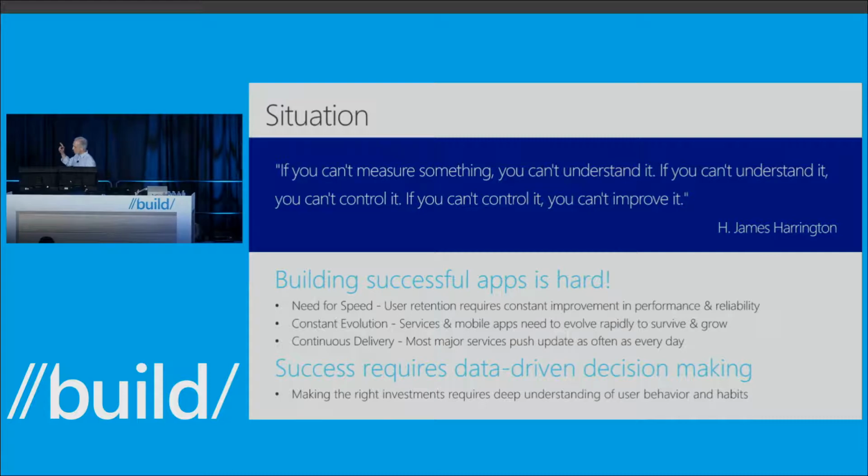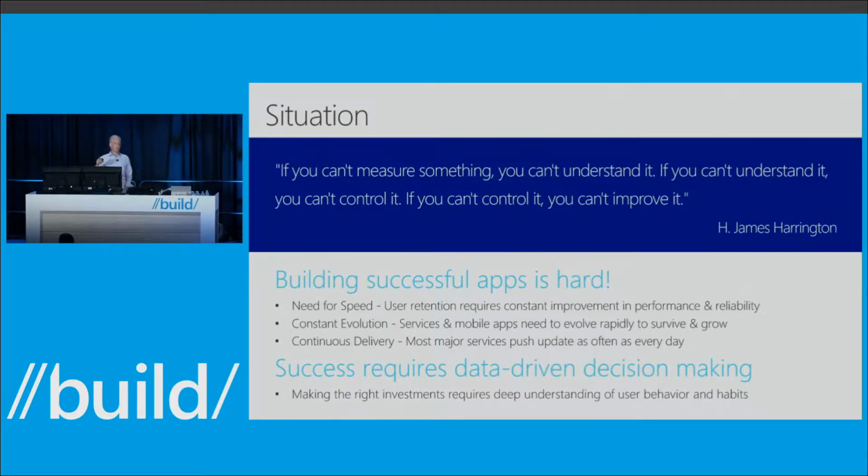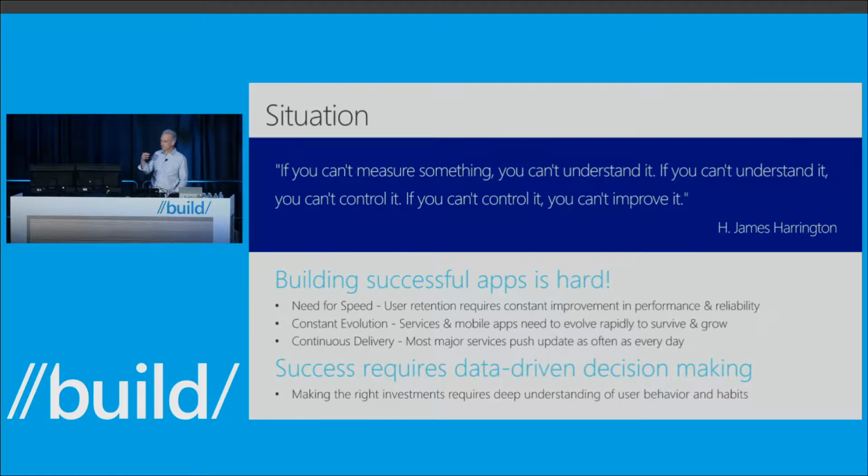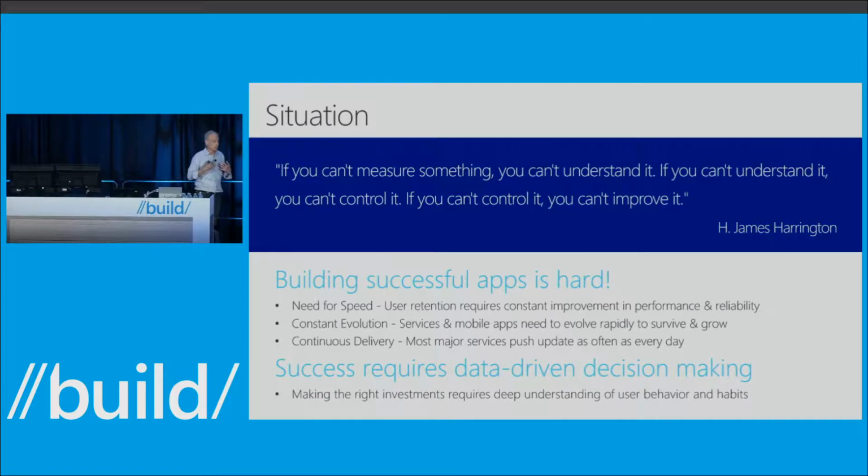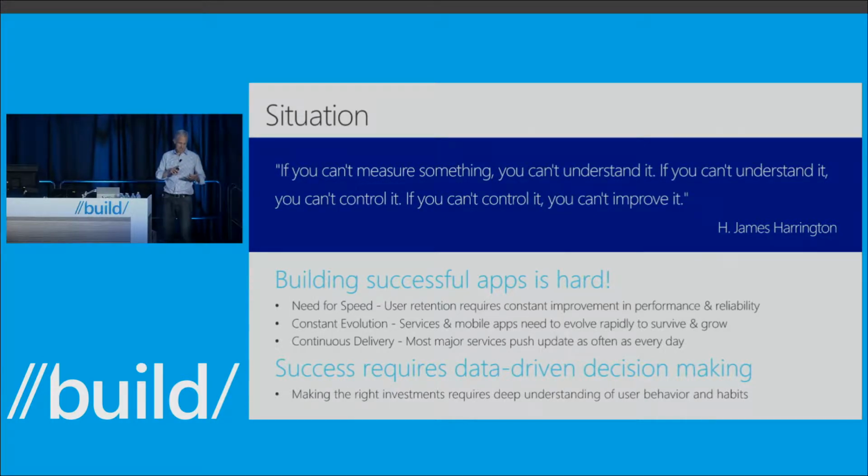So this quote sums up our situation here. This is from H. James Harrington, a well-respected expert on efficiency and quality issues. It says, if you can't measure something, you can't understand it. And if you can't understand it, you can't control it. And if you can't control it, you can't improve it. And this applies really well to our challenge of writing applications and making these applications relevant and successful.